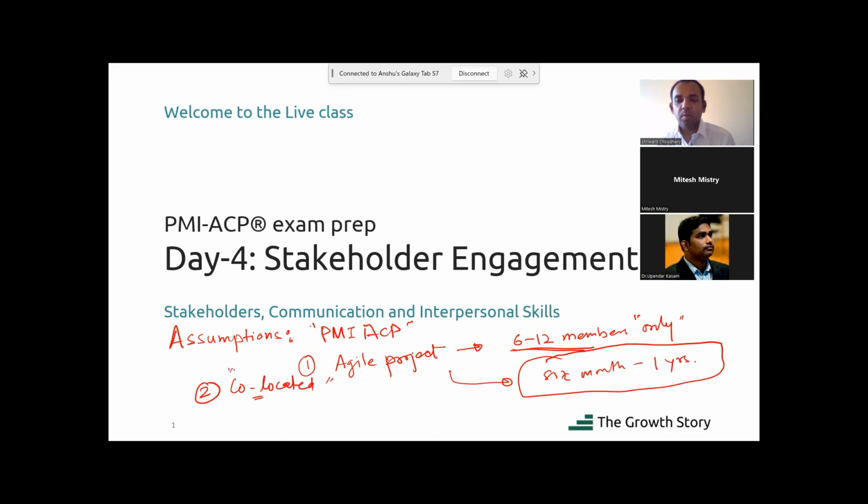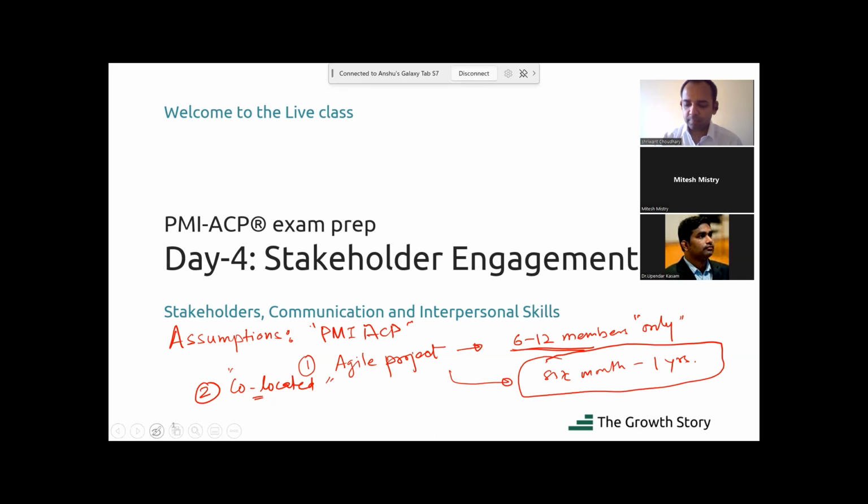Co-location is also an assumption. So this is the base, the simplest type of project. If the assumption is not like this, or if a question is based on distributed teams, then the term distributed teams would be mentioned in the question. So with this assumption, what are the different aspects of stakeholder engagement that we need to know?